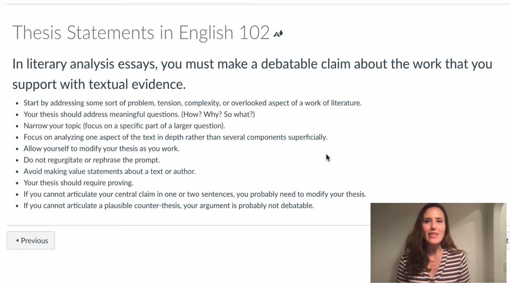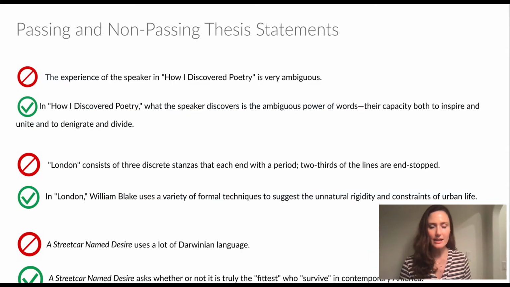Now, that does not mean that I want you to make some completely far-fetched, bizarre argument that is just not supported by the text. It's not true that in English classes, any answer is correct, but it is true that some answers are better than others, and it's all about how you support your thesis with evidence from the text. So of course, you don't just want to come up with a controversial or crazy argument just for the sake of it. You have to support it. But on the other hand, there's no point in arguing something that we all take for granted, that we all agree with. Let's take a look at the passing and non-passing thesis statements.